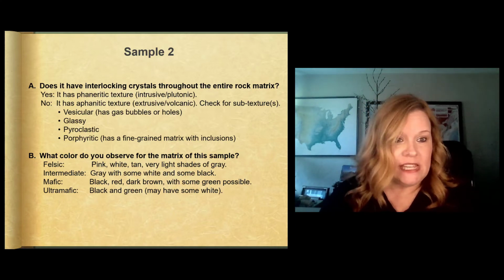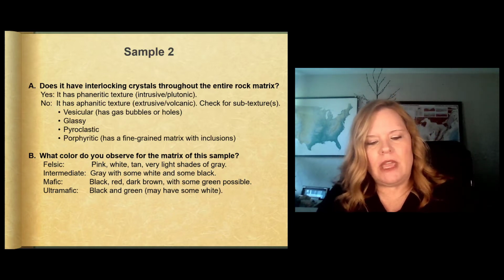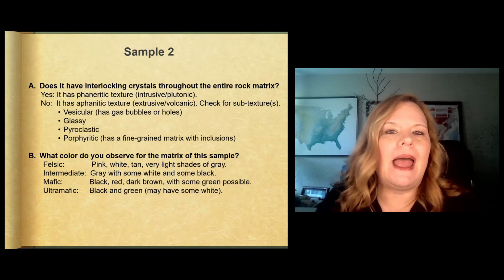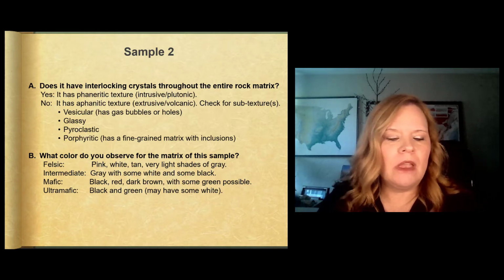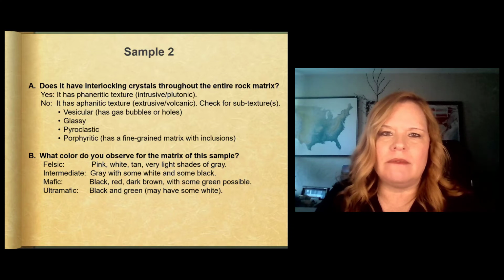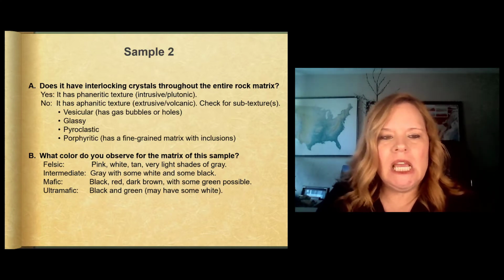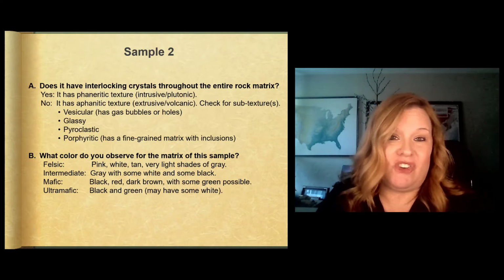All right, so let's get to A and B. Does it have interlocking crystals? So I'm looking at my sample. Your sample may be black. It could be a reddish color. Same thing, okay? It's just the iron in it that will determine how long it's been exposed in nature as to which way it is. So it does not have interlocking crystals.